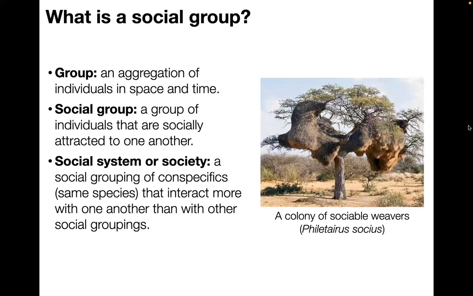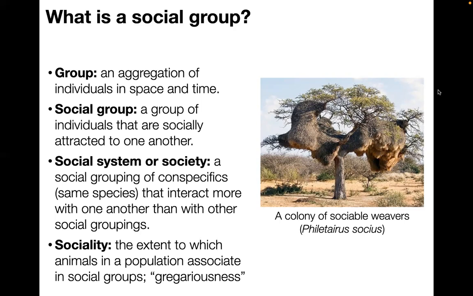Okay, this is actually the nest system of a bird. The species name is sociable weaver, and you've got the Latin name there. This is what they build, these crazy nests that house hundreds of individuals. So the birds that live there are a group. It's a social group, and it's also a society. One more term is sociality, which just means the extent to which the animals in some population associate in social groups. You can also think of it as referring to gregariousness. So these sociable weavers are very social.